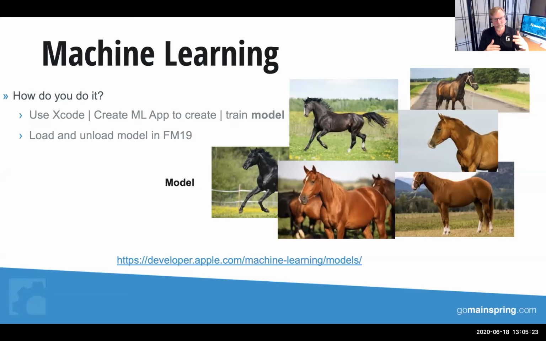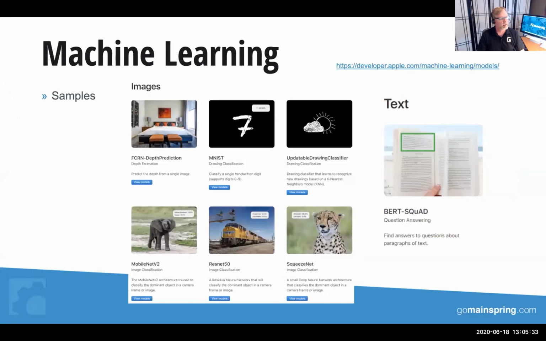So within the script steps of FileMaker, you would load the model, you would execute it, and then you would unload it. And the reason you do that, if you go to the next slide, is that there are already models out there. And you can see some of the use cases here, like the first one, predict the depth from a single image, classify a single handwritten digit, drawing classifier that learns to recognize new drawings.